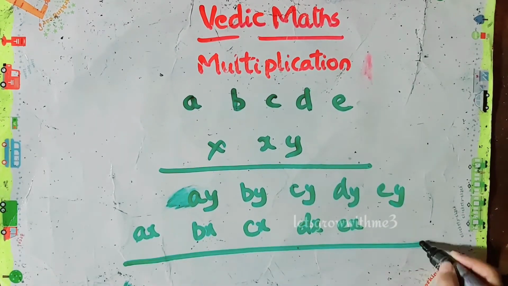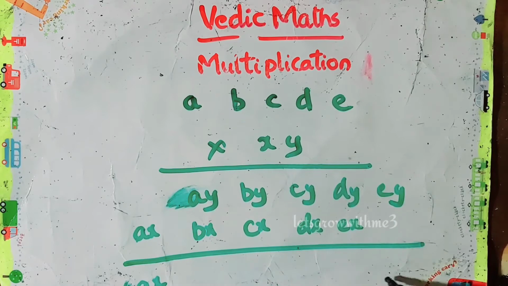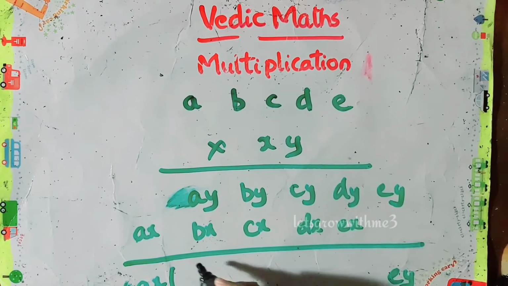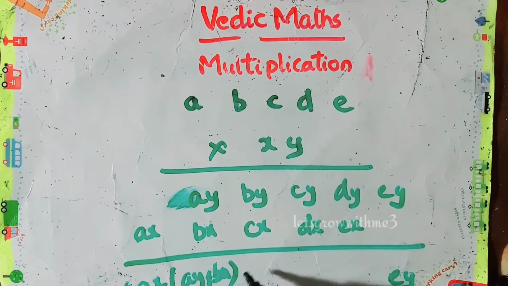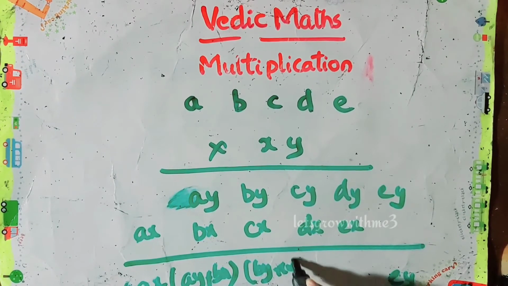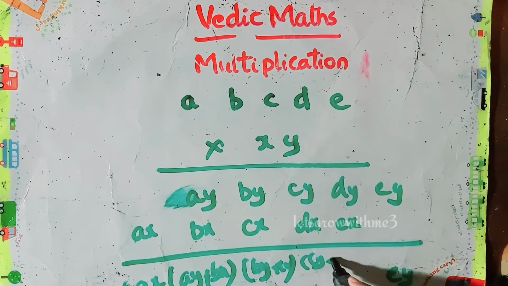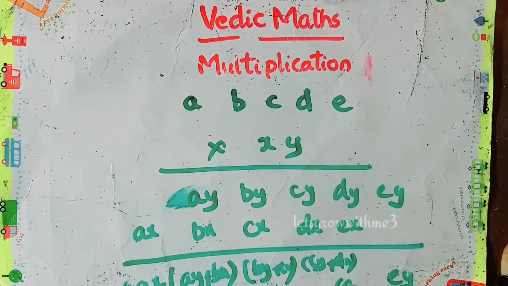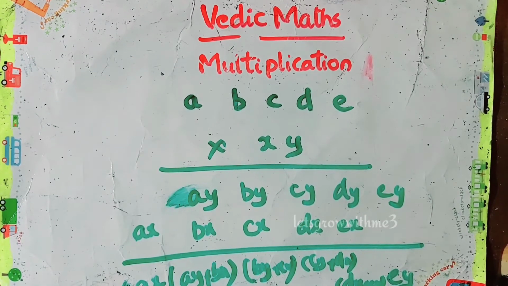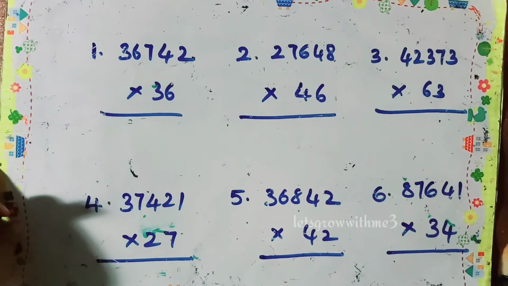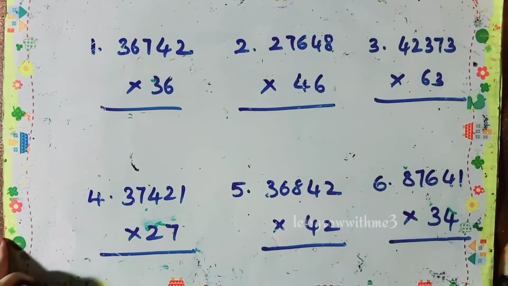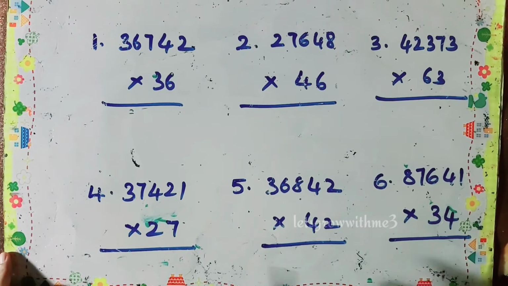The leftmost and rightmost values are straight multiplication values, and for the remaining values we need to do crisscross. So AY plus BX, BY plus CX, CY plus DX, and then DY plus EX. Only the number of crisscross additions is a bit more compared to our earlier videos. Let's see through the examples how we can implement that concept.